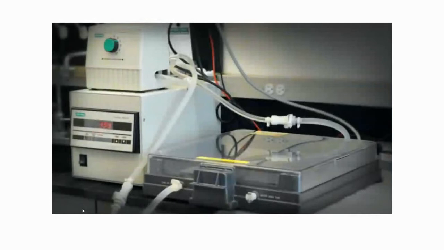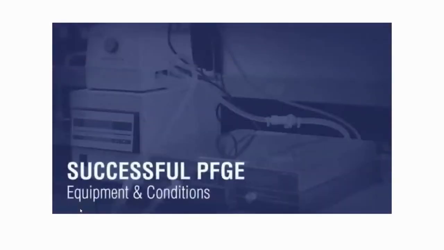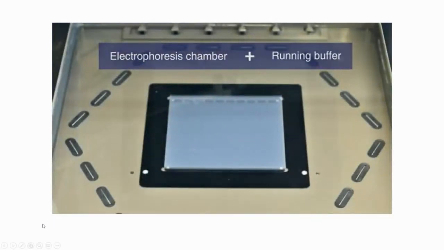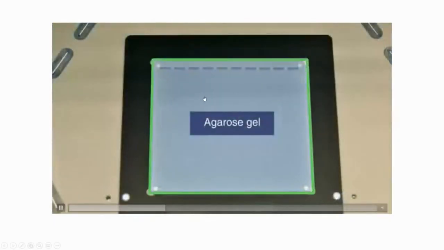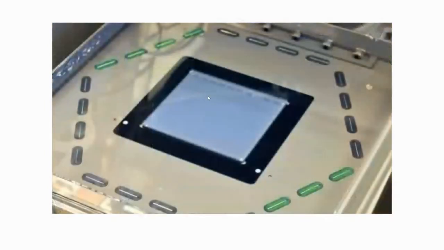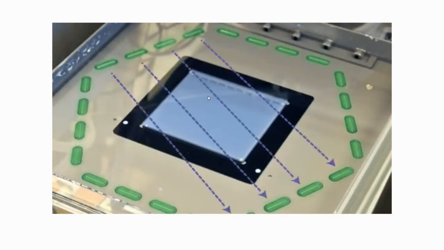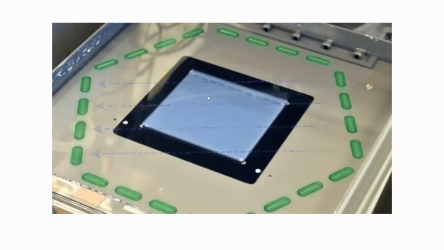Let's take a closer look at the equipment and conditions that will lead to successful PFGE. Here is the electrophoresis chamber, which contains the running buffer. The agarose gel should be well anchored in the middle of the chamber so that it doesn't float around. There are multiple pairs of electrodes around the gel, set in a hexagonal grid. This hexagonal shape of electrodes allows for the directional switch of voltage.